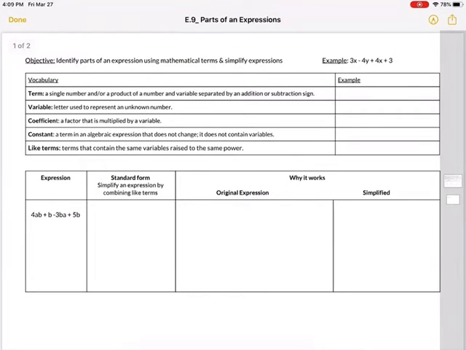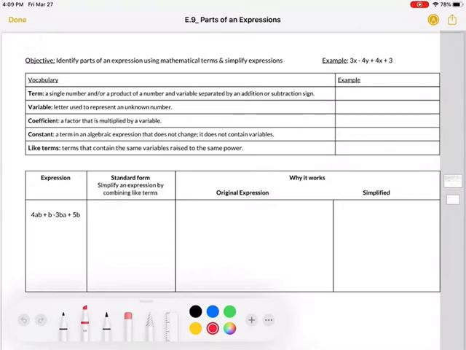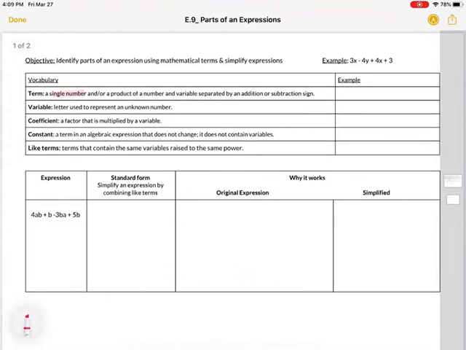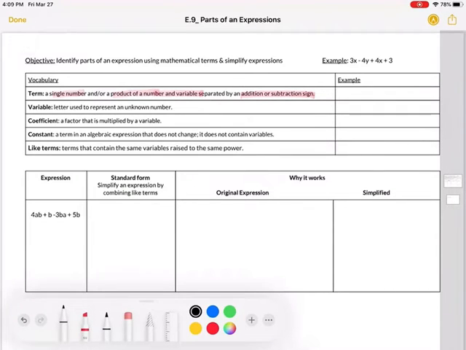All right, in this video, we're going to learn to identify parts of an expression using math terms, and then we're going to simplify expressions. So this is our example that we're going to use over here as we explore the vocabulary words related to expressions. So a term is a single number or the product of a number and a variable separated by an addition or subtraction sign. So let's break that down.